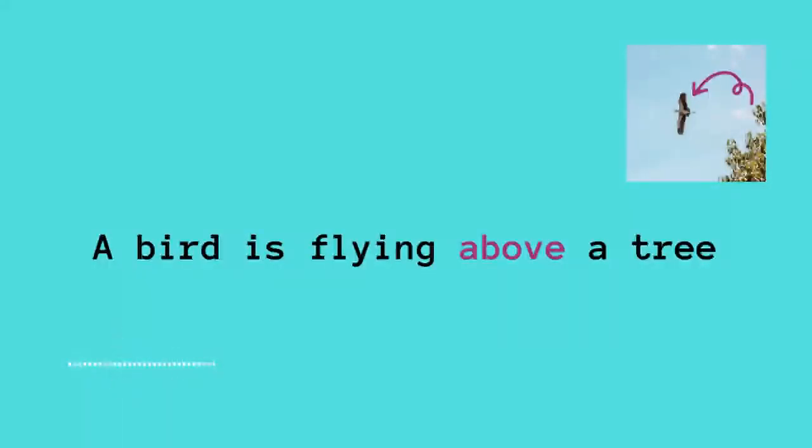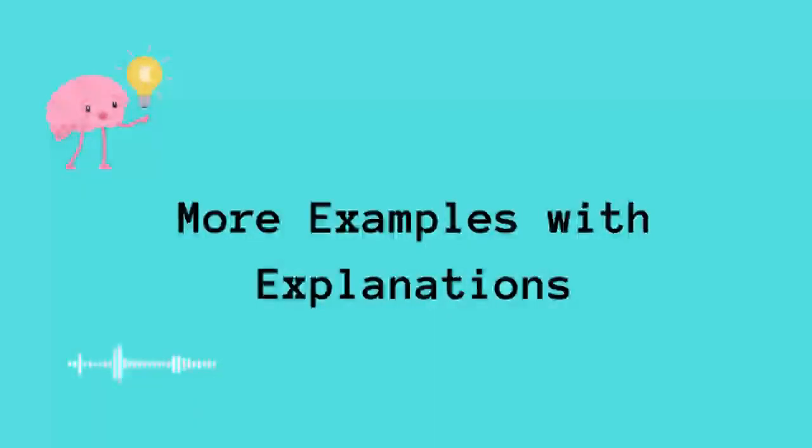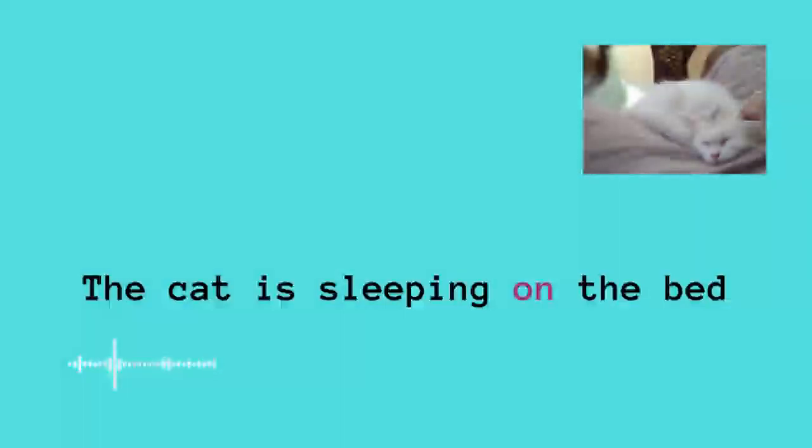Now what we need to do is look at extra examples where we can use on and above in the same sentence. Right, so let's have a look. This example uses just the preposition on. Alright, here we have: the cat is sleeping on the bed. So if we look at the picture, is the cat touching the bed? Yes. So in this case we use on.